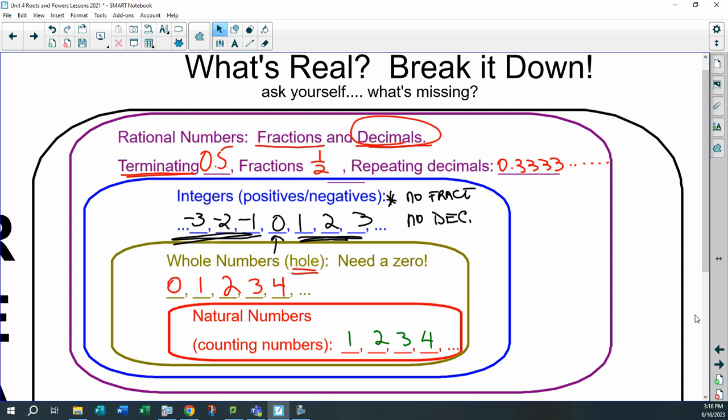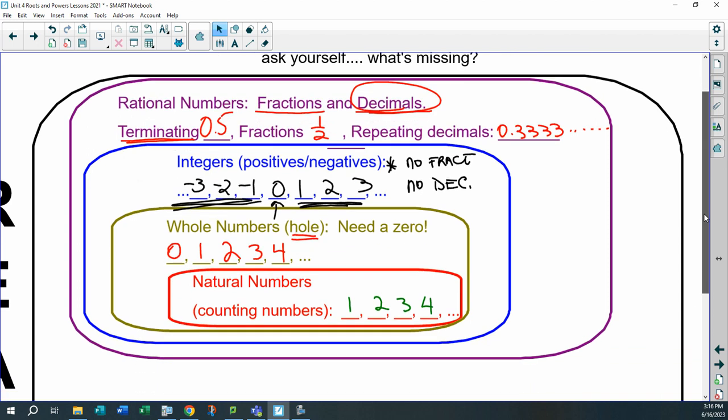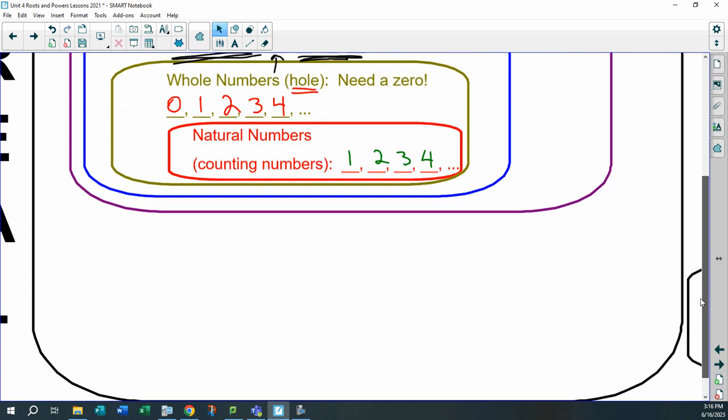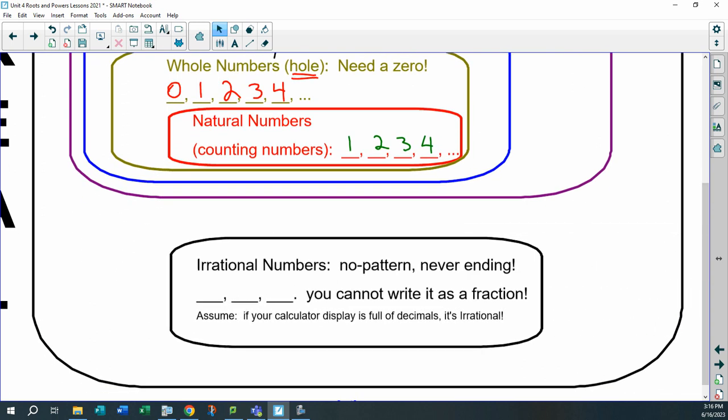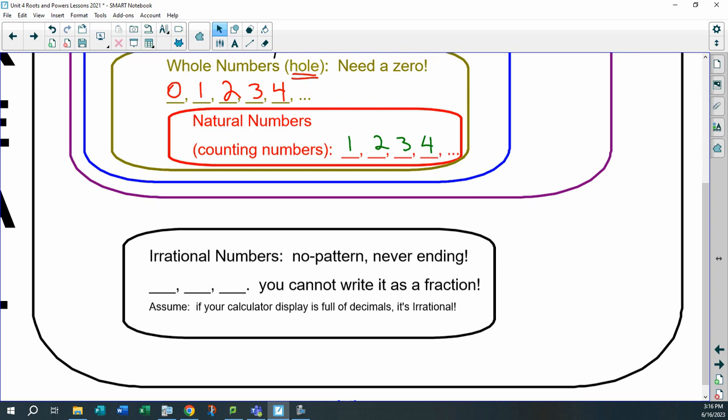So they're non-terminating, non-repeating, no patterns. Well, that sounds a little crazy, doesn't it? Yeah. Well, that's what brings up this category. They're a little crazy. Oh my goodness, they're irrational, aren't they? Got it? So, means no pattern to them.